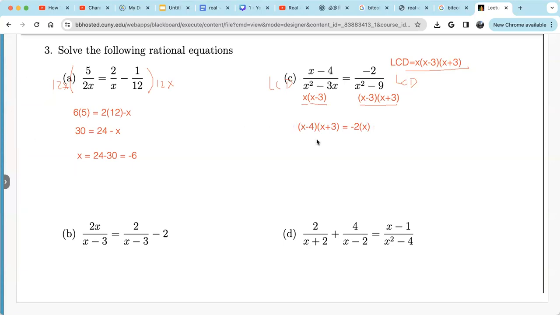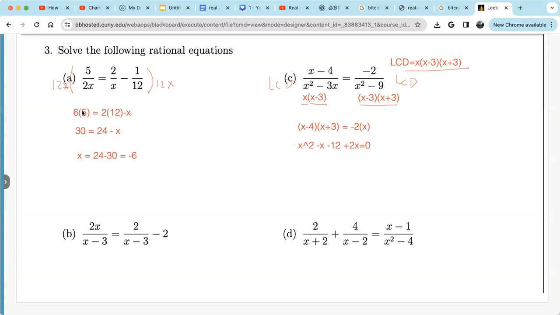Now let's expand this. Let's FOIL this. So x minus 4 times x plus 3, that's x squared minus x, because -4 plus 3, that's -1, then -12. Then we move -2x to this side, it becomes +2x, then equals 0, right?